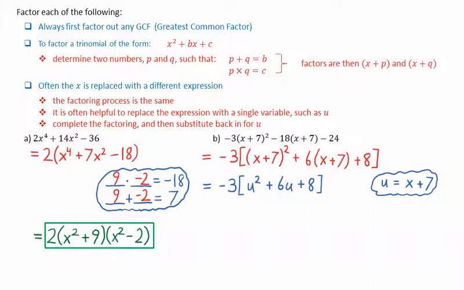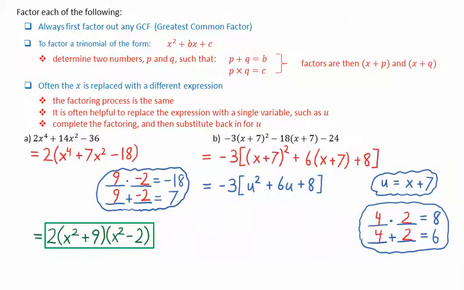I am then looking for two numbers that multiply to give 8 and add to give 6. These numbers are 4 and 2. I can then write the factors as negative 3. I still need that greatest common factor. And then u plus 4 times u plus 2.